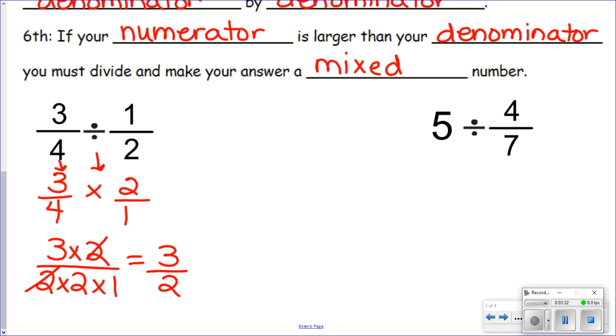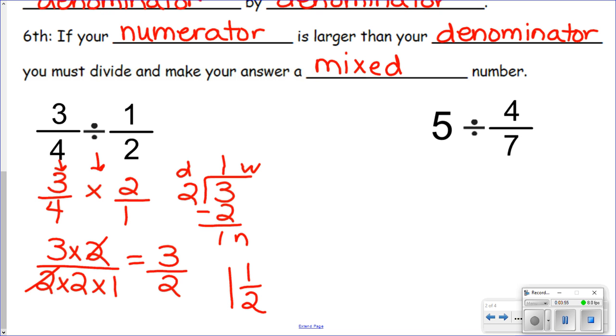We are now on to step 6, which is if the numerator is larger than the denominator, which it is in this case, then we must divide to make it a mixed number. 3 divided by 2. 2 goes into 3 one time. Stop and write my answer. Whole number 1, numerator 1, denominator 2. 1 1/2.